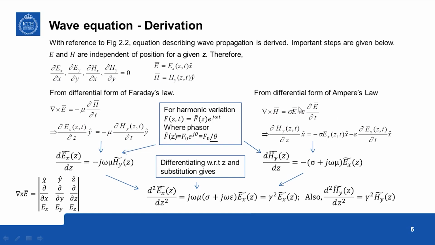Now similarly, from the differential form of Ampere's law, which states that the curl of the magnetic field intensity vector is equal to the sum of conduction current and displacement current, this can be simplified by taking the curl here, where instead of E it will be H, in this form, and in phasor notation we can simplify it this way, where d by dt of the E vector will yield j omega here.